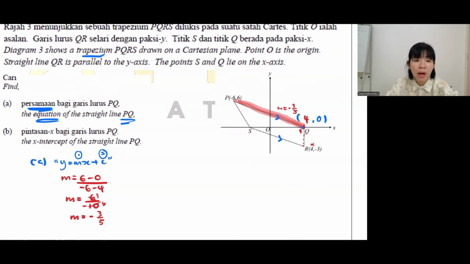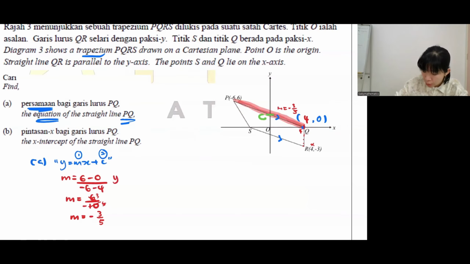Then how about c? We have m already. C is the y-intercept. Check the diagram. It is obviously not given, so we have to find it on our own. You can choose any point, but make sure it's along this line. You have two options, either P or Q can be used.